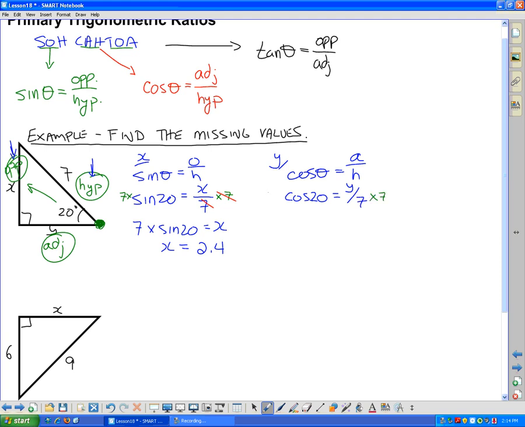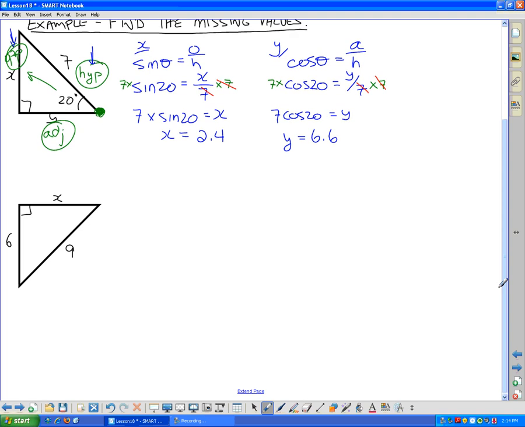Similar process now from this point. Multiply both sides by 7 because it's an inverse function. So 7 cos 20 is my y value. Again, just using your calculator, 7 times cos 20, make sure you can do this with your calculator. You get 6.6. All right, moving on to the second example then.